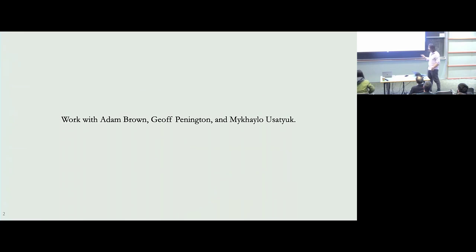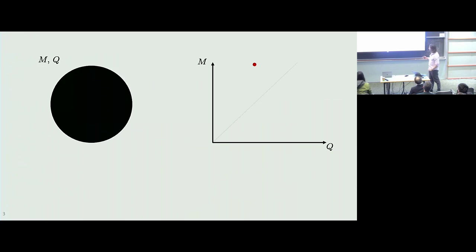So the setup is extremely simple. Consider a charged black hole without any surrounding matter that is just described by two parameters, its mass m and its charge q. And my goal for the talk today is to describe how such black holes evolve as a function of time due to Hawking radiation in the MQ plane.